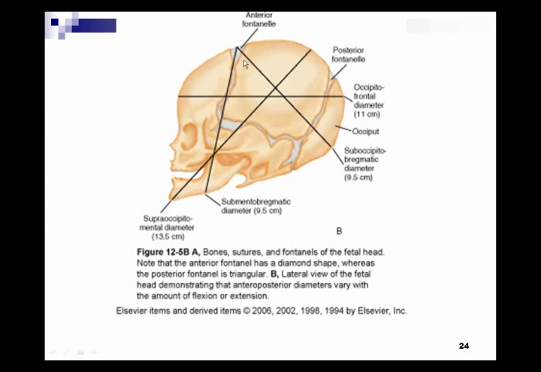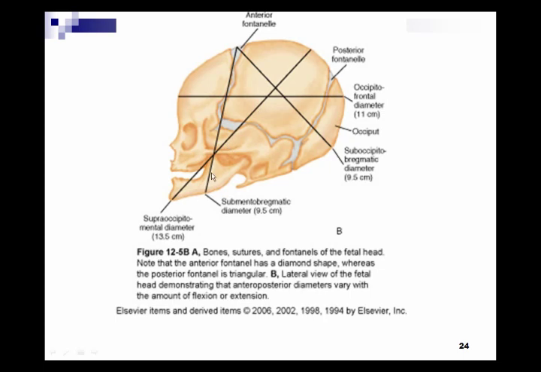Look at this, okay? Now, if we have a baby born vertex, this is what's going to fit through the canal. These sutures can overlap, can mold nicely, and we only have a 9.5 centimeter diameter fitting through. But when we jump to the military, which is standing erect there, this is coming down the vaginal canal, that has a diameter of 11 centimeters. So it's going to need a little bit more room to fit.